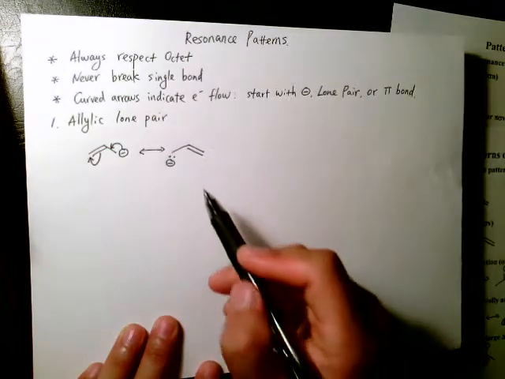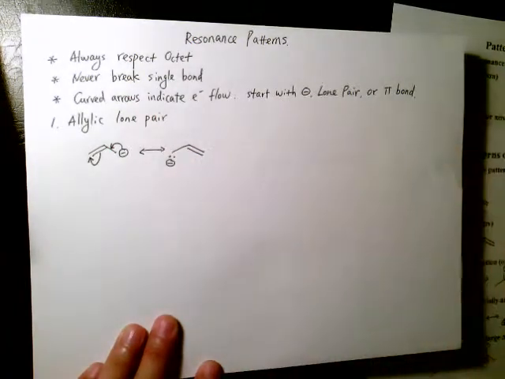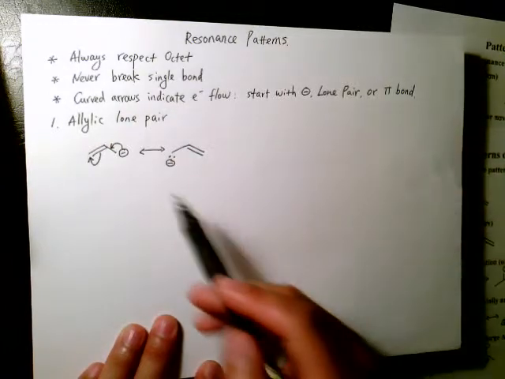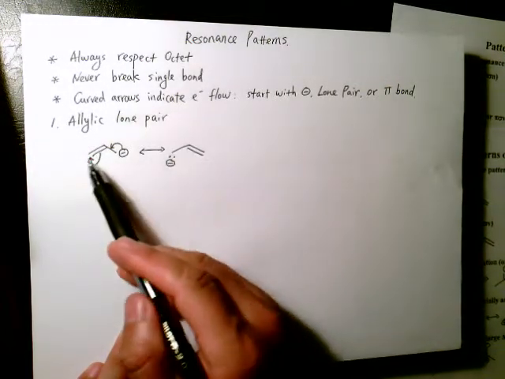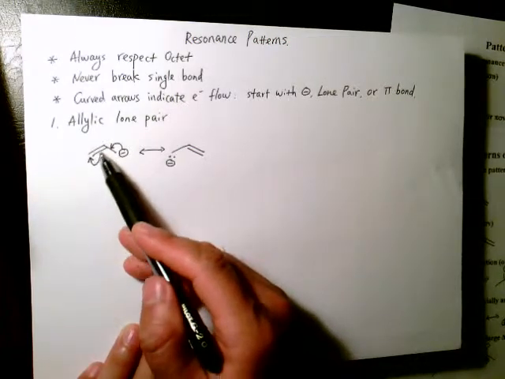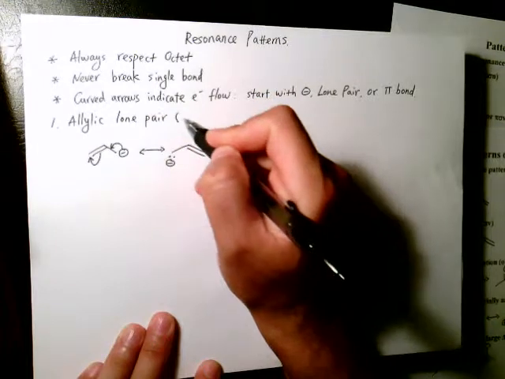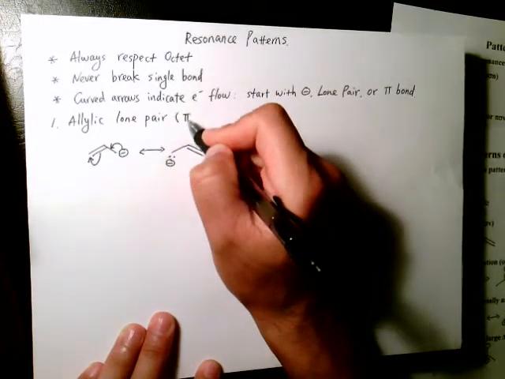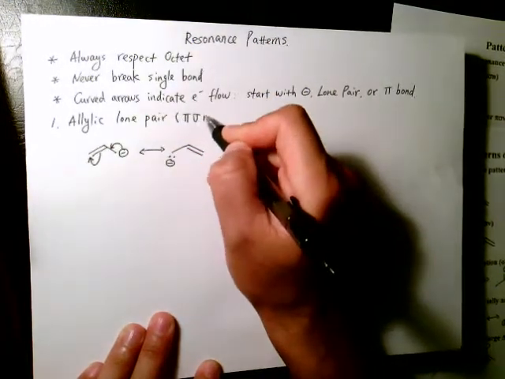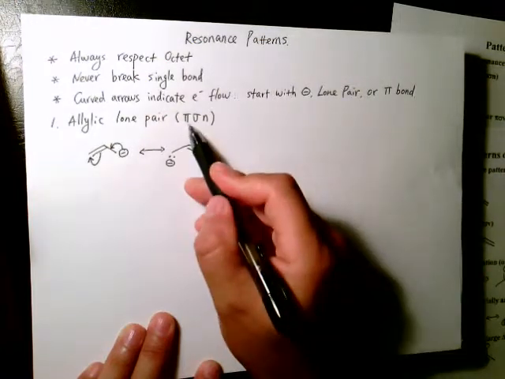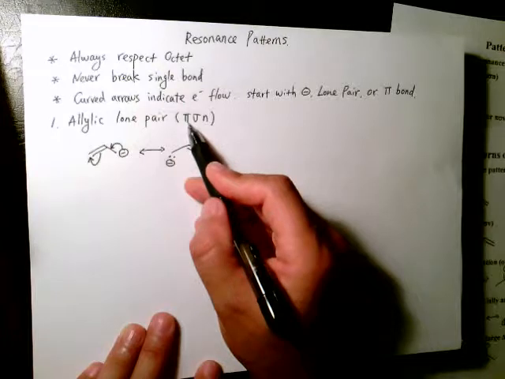All right. In this case, I also want to mention that this allylic lone pair is not limited to a double bond. We may also use a triple bond as well. That is why a better term to call it is actually the pi sigma n pattern. Pi refers to a multiple bond. It can be a double bond or a triple bond.